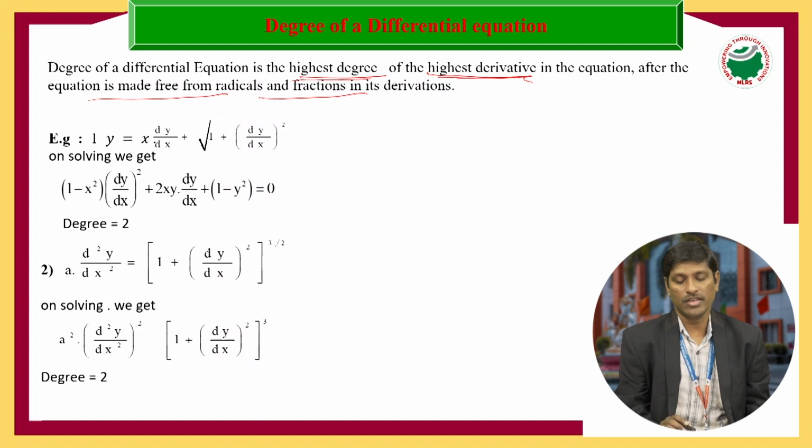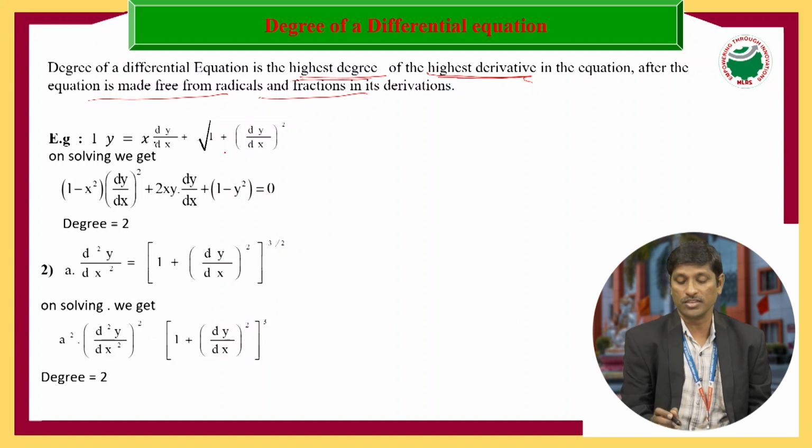It is having y is equal to x into dy by dx plus square root of 1 plus (dy by dx) whole square. This is the given differential equation. We should not say directly the degree of this equation. Why? Because here it is having a square root. So first we need to eliminate that square root, and for that we need to do some simplification here.